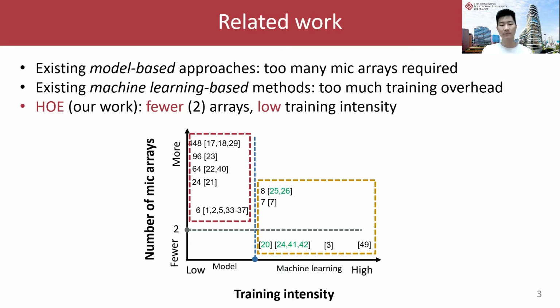So in this work, we propose Hui, at the left bottom corner. Hui is a model-based solution, so the training overhead is very low. Also, it works with only two arrays, which is more practical for users.